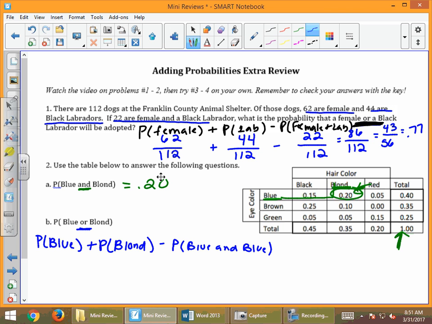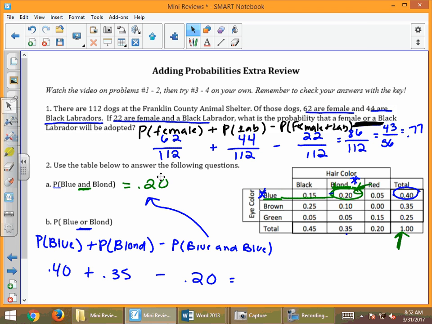Look at your table, the probability of blue, and all blue, here's blue, drag your pencil to the total, it's 0.40. Plus, go to blonde, go all the way to the total, 0.35. Minus, you already found the probability of both, the and, in the previous problem. This is where they intersect on the table, and that was 0.20. So then you just plug that into your calculator. You're going to do 0.40 plus 0.35 minus 0.20, and it should give you 0.55. And that would be your answer.